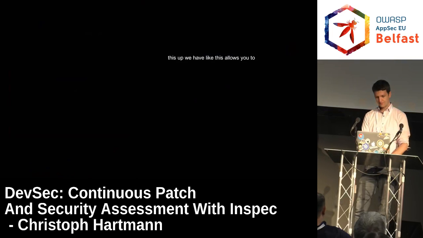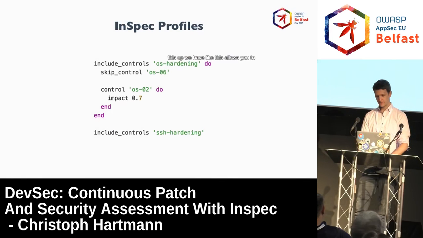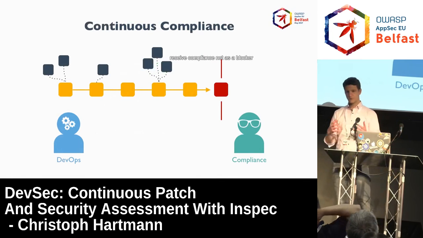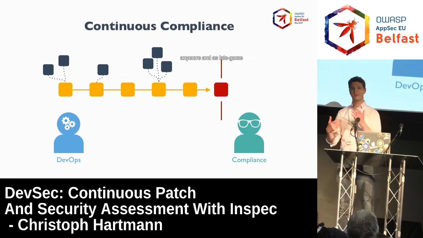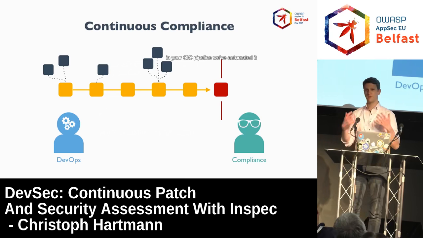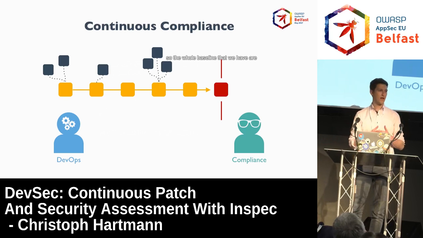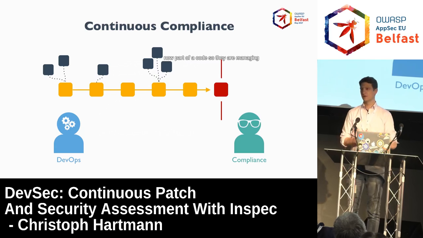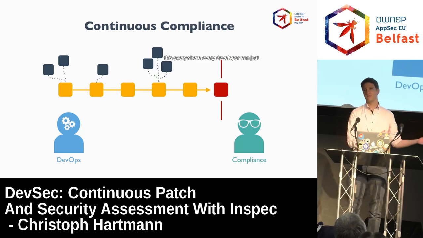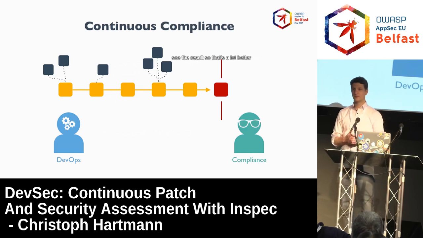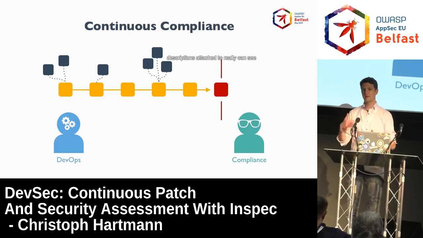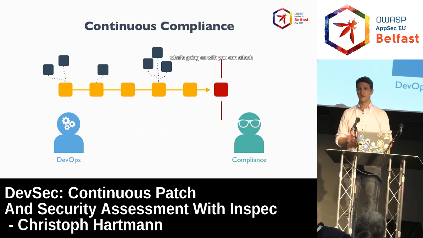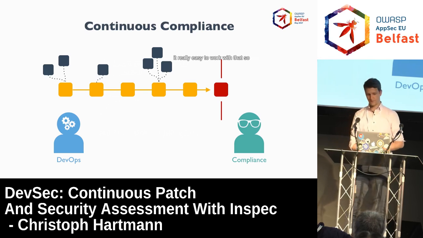So to sum this up, this allows you to perceive compliance not as a blocker anymore, and not as a late gate in your CI/CD pipeline. We've automated it. So the whole baselines that we have are now part of code. So they are managed in Git, the same as you do with everything else, and then you can deploy this everywhere. Every developer can just download InSpec, run those baselines, and see the result. So that's a lot better. And with having the additional descriptions attached, you really can see what's going on. You can attach references like web links, and this makes it really easy to work with that.